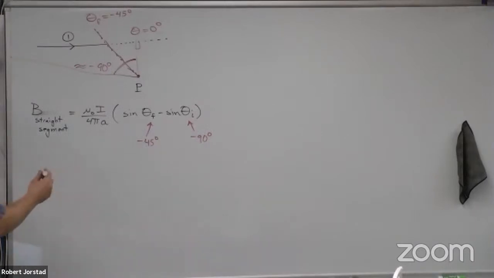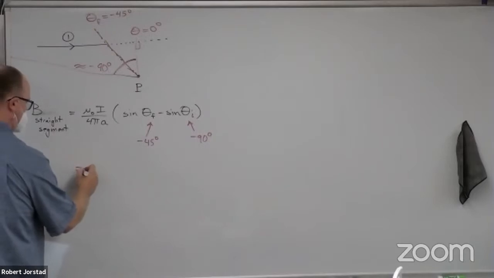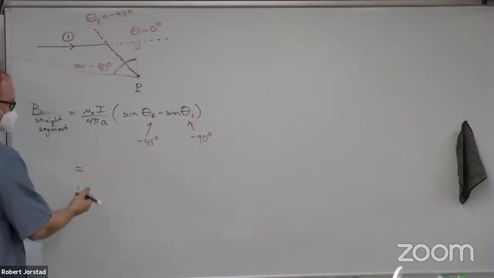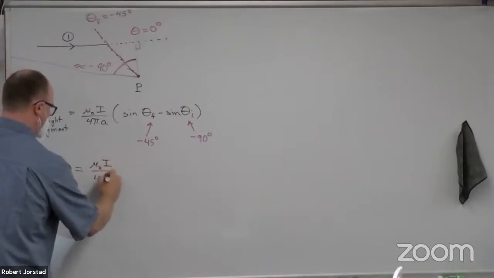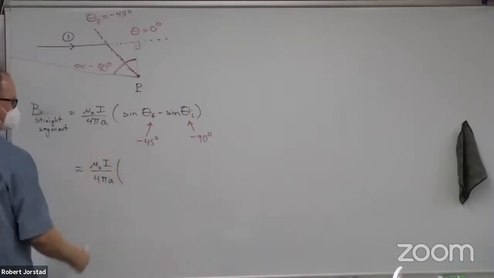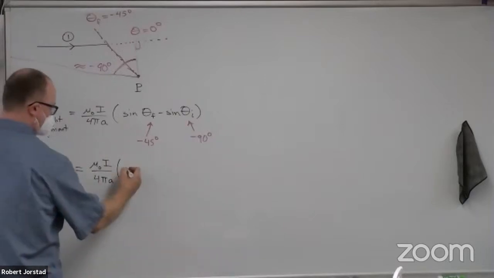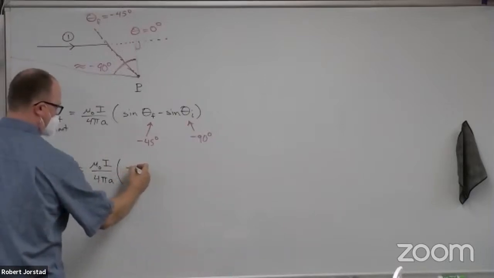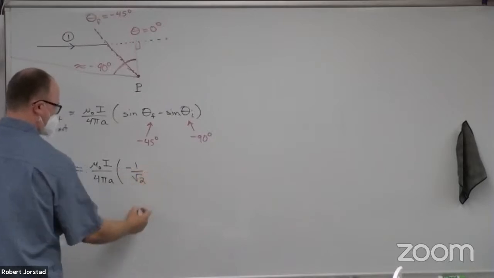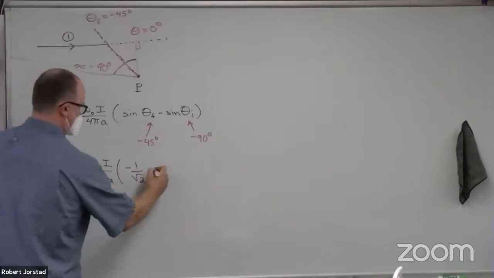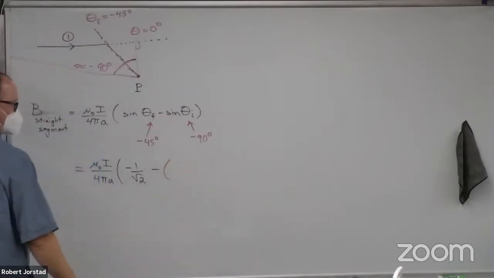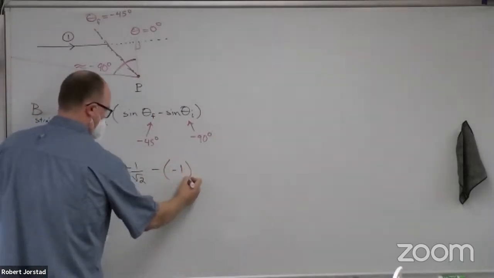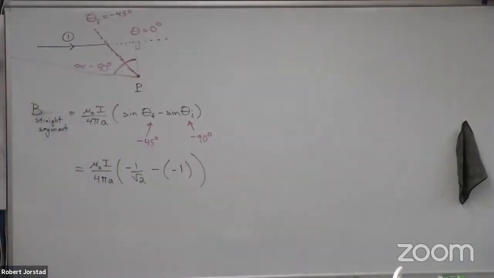Now, out of all that, let's get the number for this. Well, mu naught I over 4 pi a. What's sine of negative 45? Negative 1 over root 2. This is physics, you can get away with that. And then what's sine of negative 90? Negative 1, right? Watch out. This is why it's so crucial to get the signs the same.